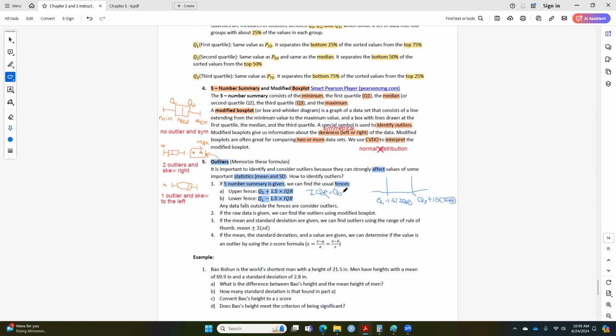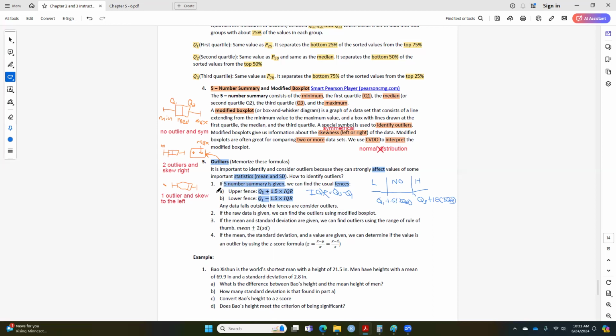Okay. Any number that falls on the left side of the lower fence is considered a low outlier. And any data that falls higher than the upper fence is a significantly high or upper outlier. And if your data falls in between, in the middle, there are no outliers. Okay, so this is using the 5-number summary.